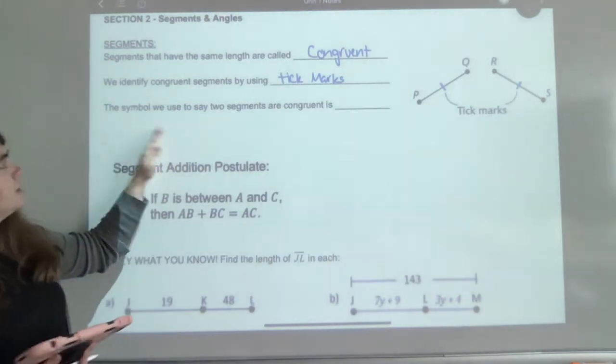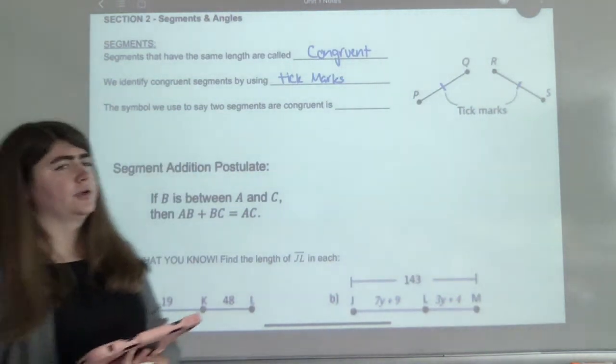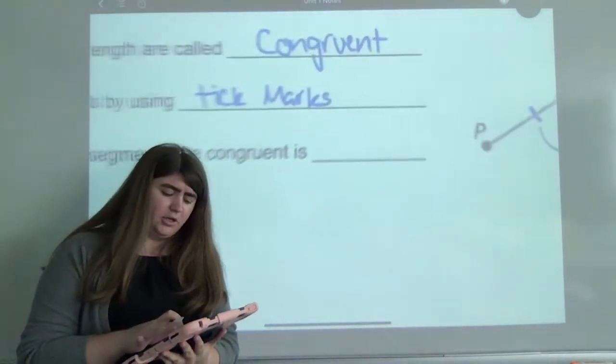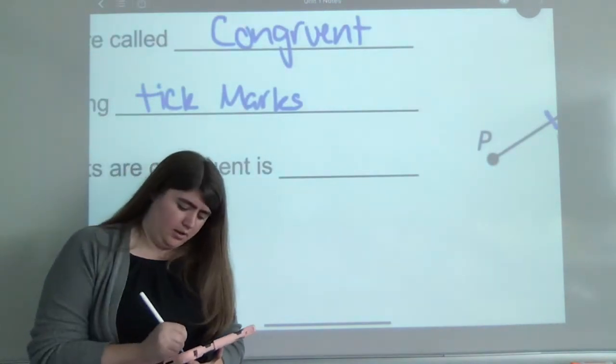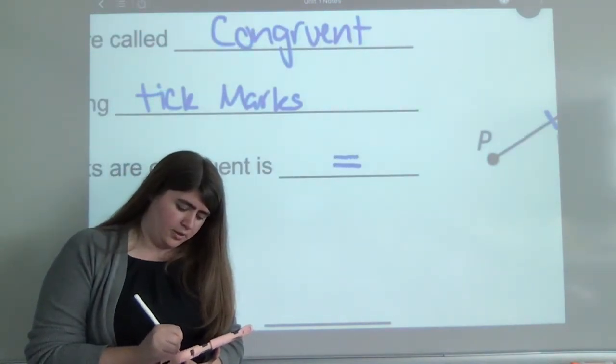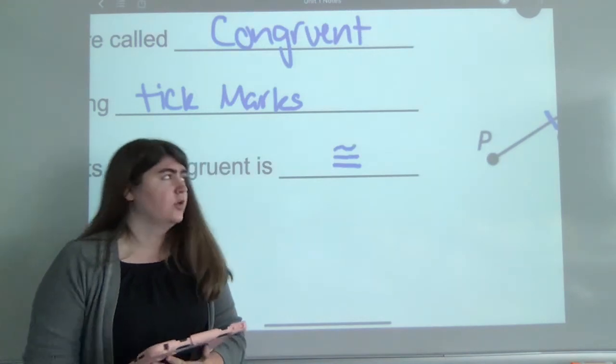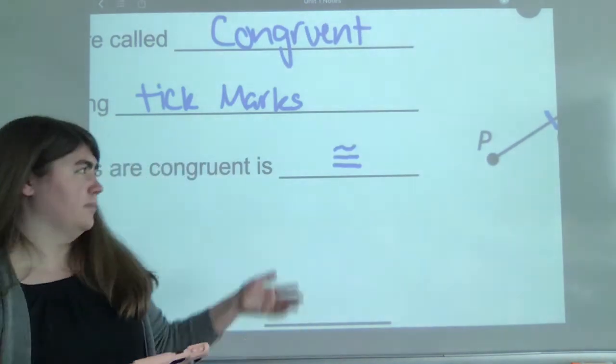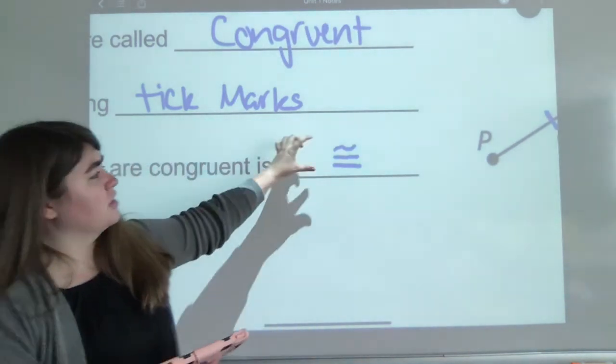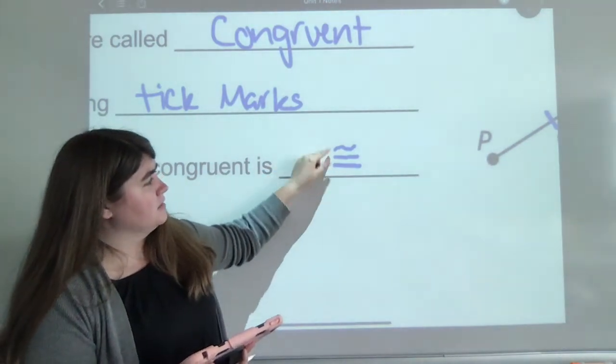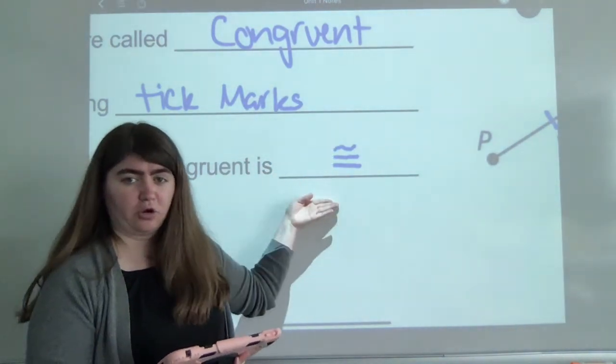The symbol we use to say two segments are congruent is, let's zoom in here a second so you get a good look at it. It's an equal sign with what we call a tilde, or some people just say a squiggle, but it's officially called a tilde. This is the congruent symbol. Equal sign, tilde, means congruent.